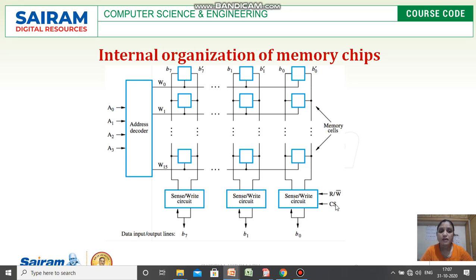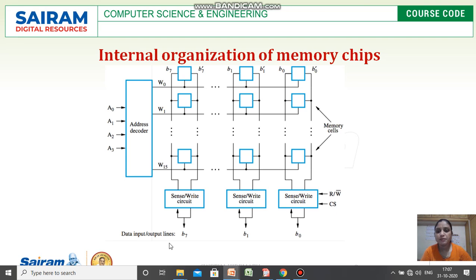For that we also have CS, which is nothing but the chip select. Which chip is being selected? This is one chip. Similarly, hundreds of chips will be connected to the address decoder, and which chip we are selecting at that particular point of time will be known with the help of this signal.